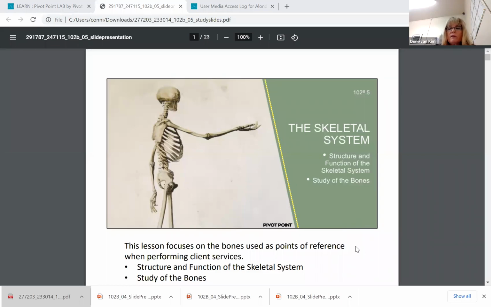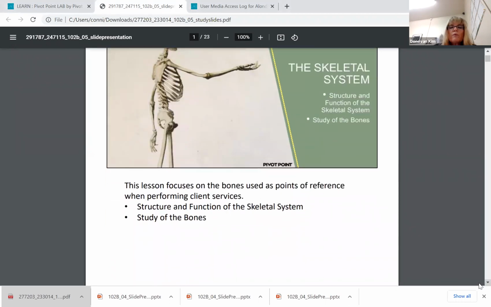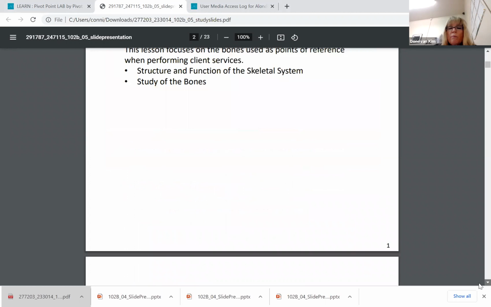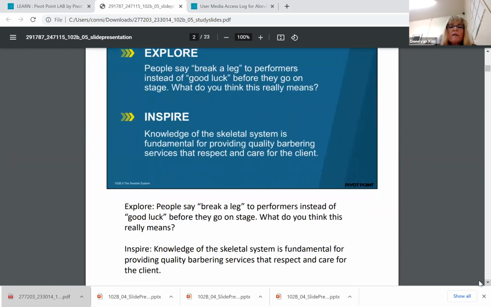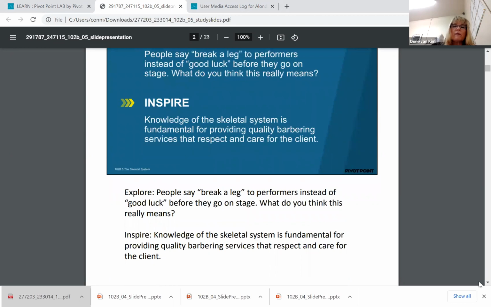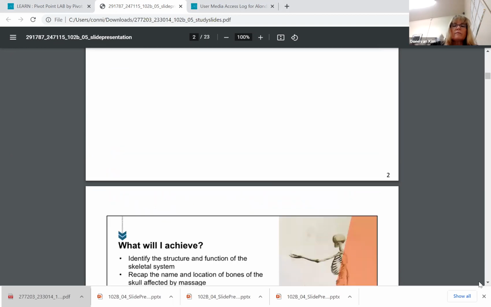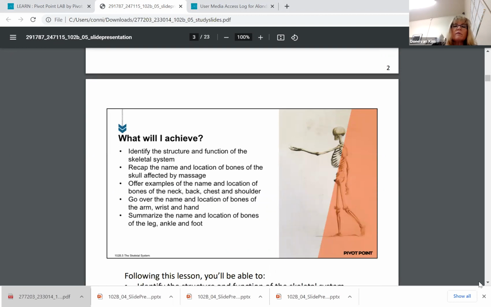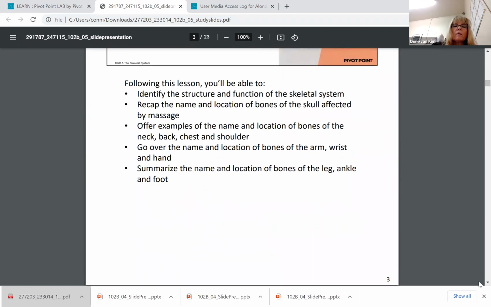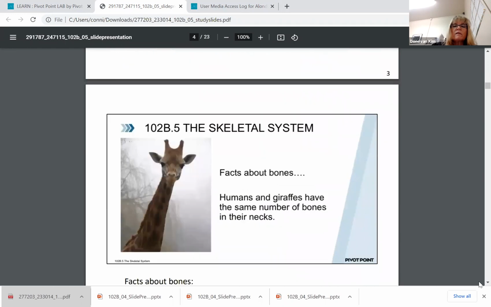All right, so we got our skeletal system. Now, if you can remember the bones, when it comes to nerves and muscles, it might make it a little bit easier to remember. Okay, so here we've got the skeletal system.